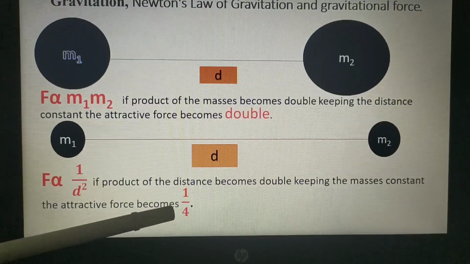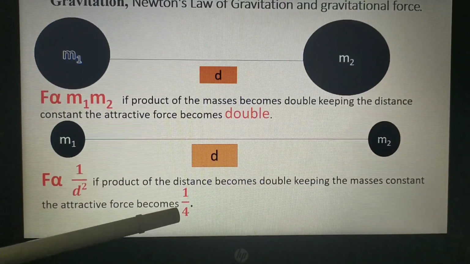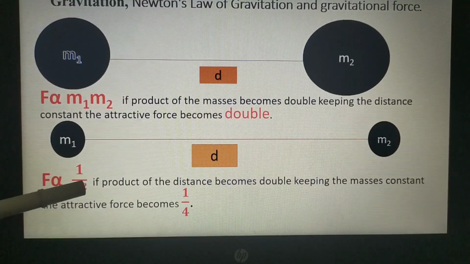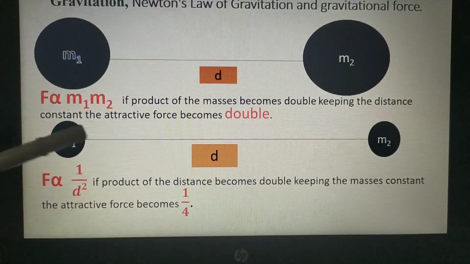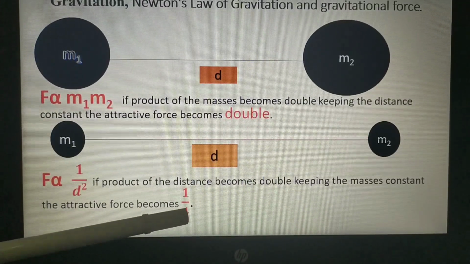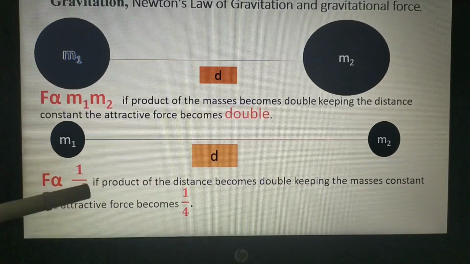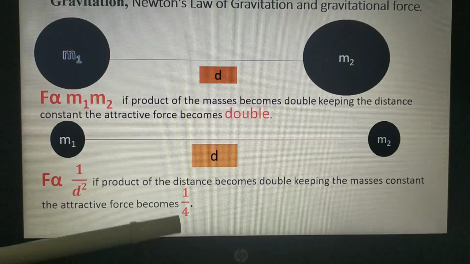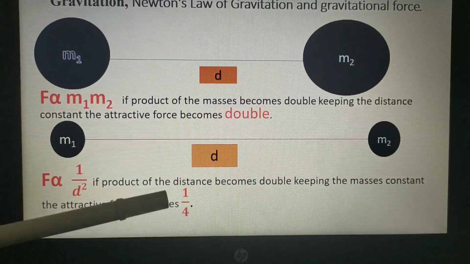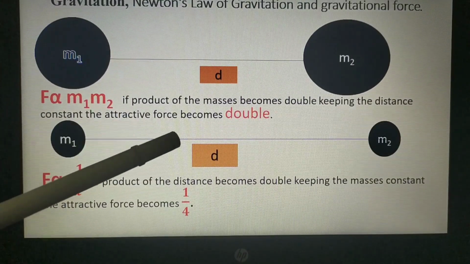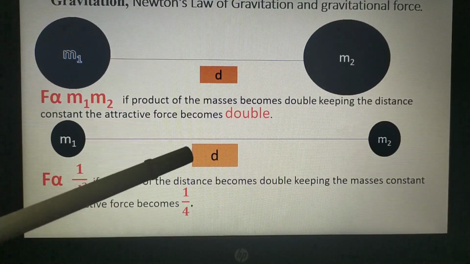What will happen? As the distance is squared, if it is doubled, then F will become 1/4. If it is tripled, F will become 1/9. And if it is 4 times, F will become 1/16. So what will happen if it becomes 5 times, my dear students? Right you are. It will become 1/25 times of the original force. Now proceed for gravity, another video.